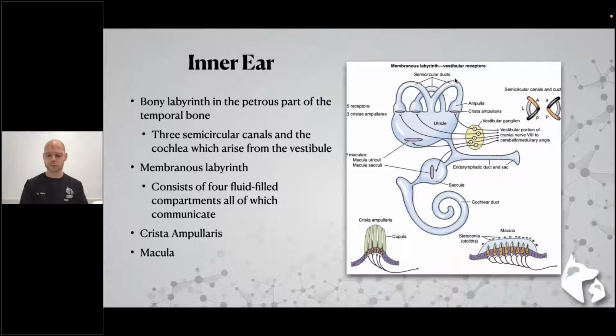And there are two, again, so you have the macula within the utricle, and then you have the macula within the saccule, and they're oriented differently. So the macula within the utricle is horizontal, and the macula within the saccule is vertical. And they are responsible for static equilibrium. So they're more the forces of gravity. So whether you move up and down, back and forth, that's when those receptors are working.